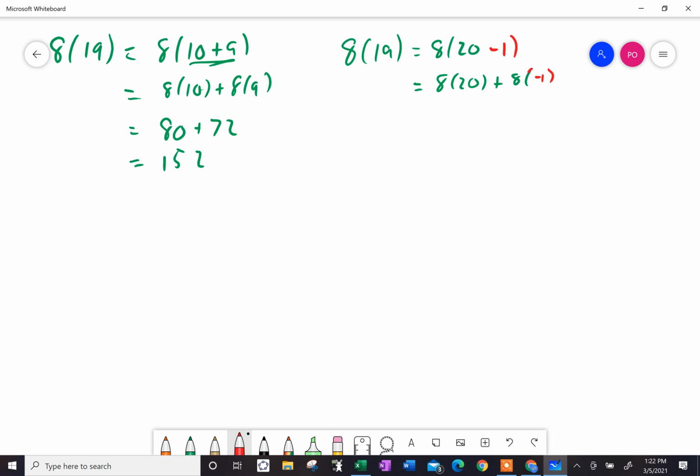What? I don't even know what to think of that. Well, here we go. 8 times 20 is 160, but 8 times a negative 1 is a negative 8, so plus a negative 8. And guess what? My answer is 152, and I think that way is so much easier.